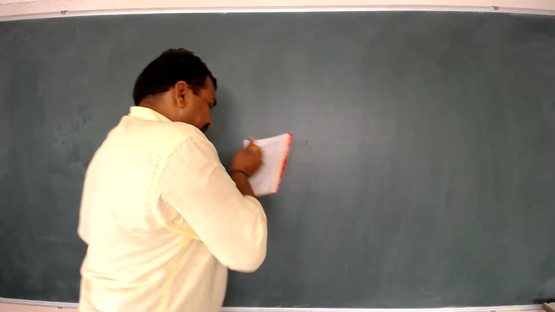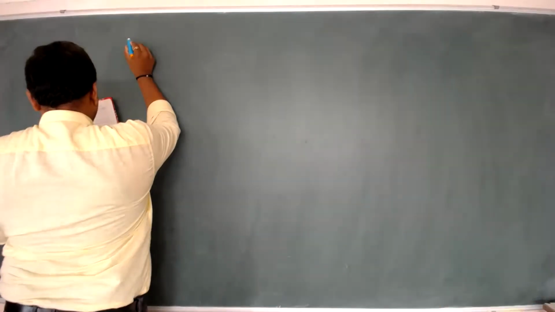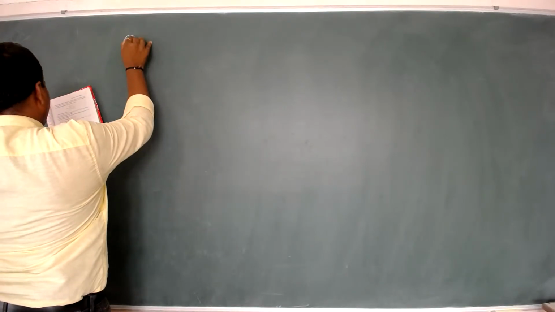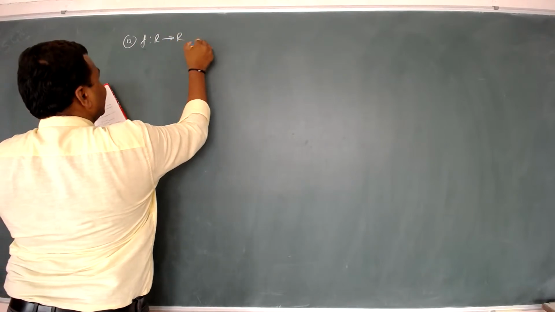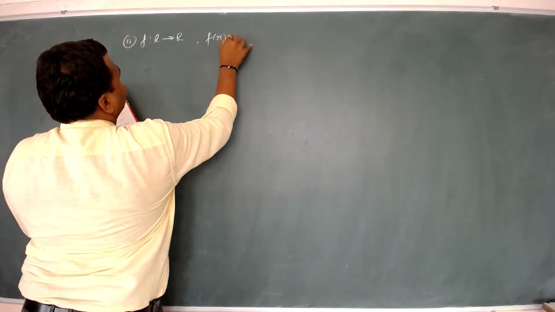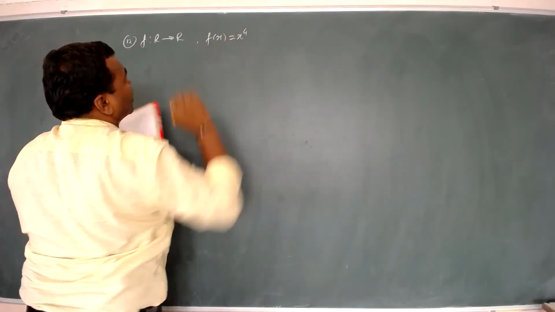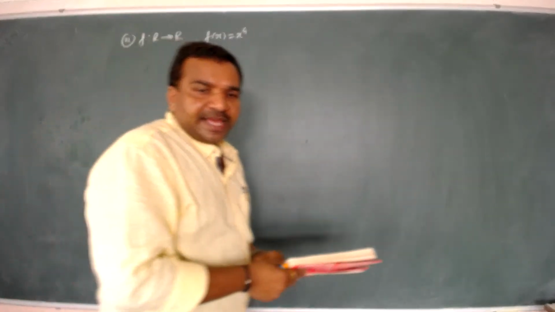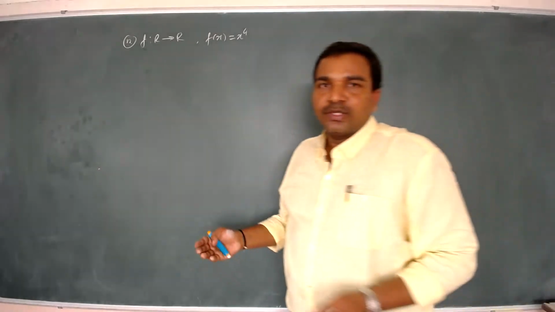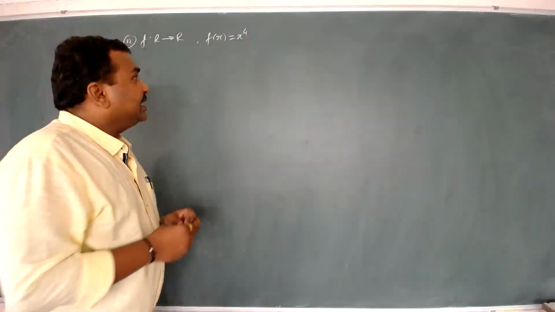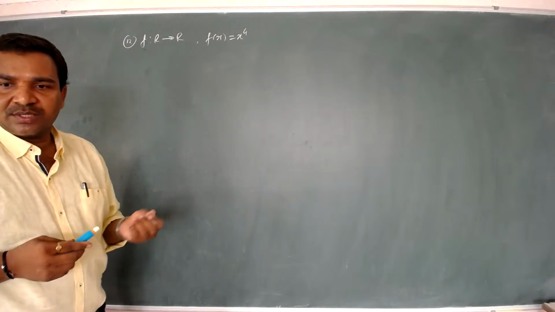Next, question number 12. f: R to R is a function defined by f of x equal to x to the power of 4. We have to check whether f is either 1-1 or onto or both. So we have to verify whether it is 1-1 and onto or not.